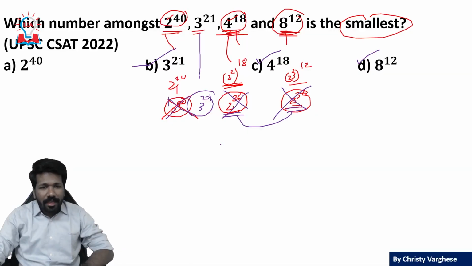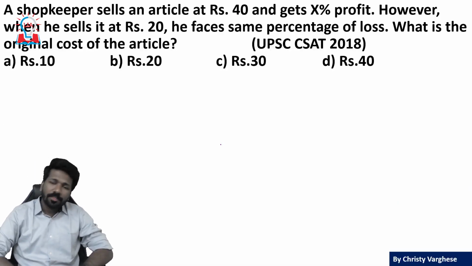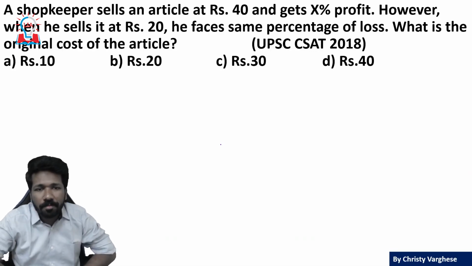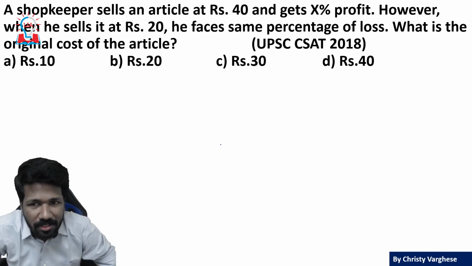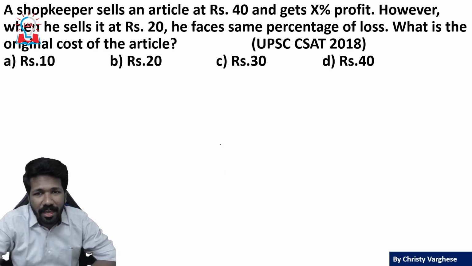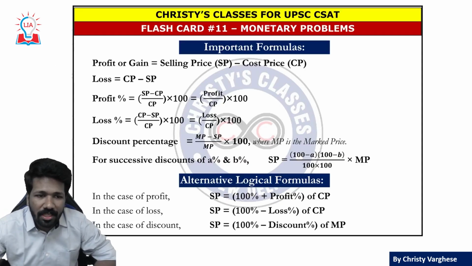So that was one example of how to do the rejection approach on questions. I will show you 3 more examples so that you will get more clarity. This was a 2018 CSAT problem from the chapter Profit, Loss and Discount. Profit, Loss and Discount is a chapter you have learned from school days, and you have learned many formulas also. Normally these kinds of questions are done with these formulas.